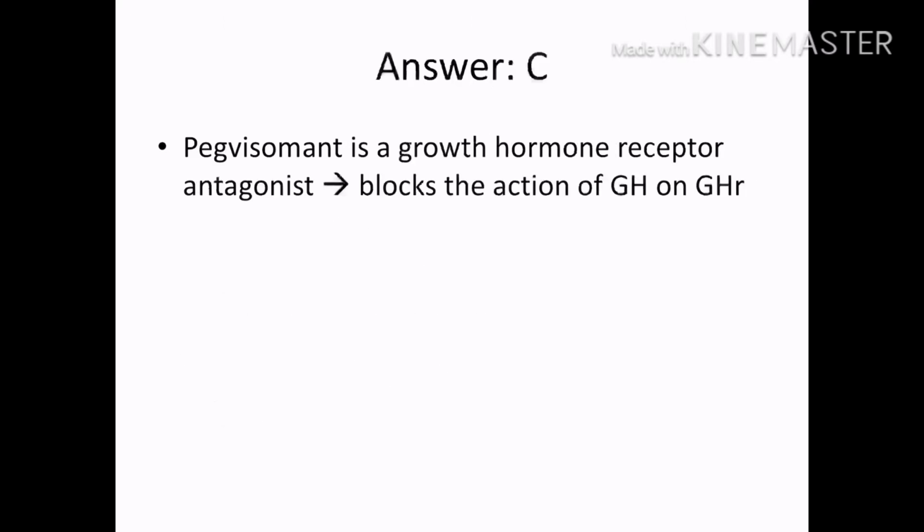Pegvisomant is a growth hormone receptor antagonist. It binds with the growth hormone receptor, thus it blocks the growth hormone from binding to the receptor and mediating its effects.